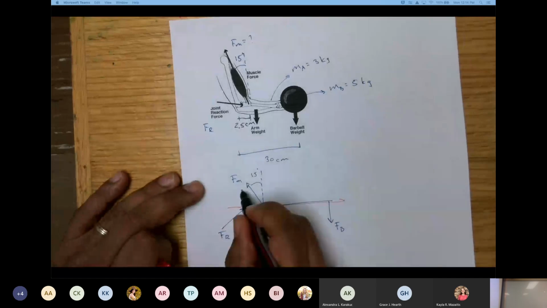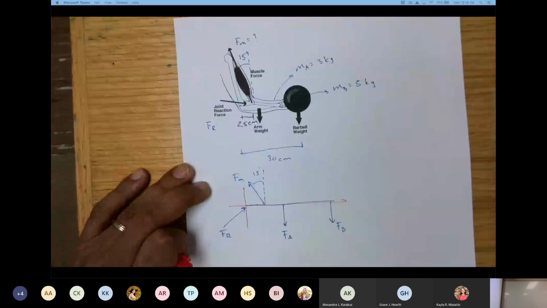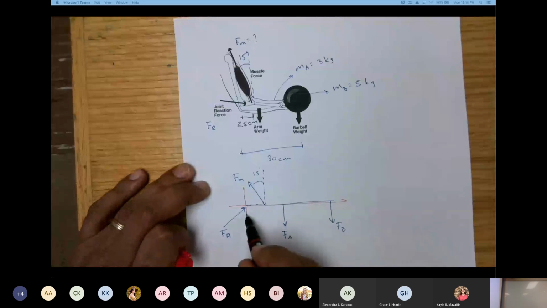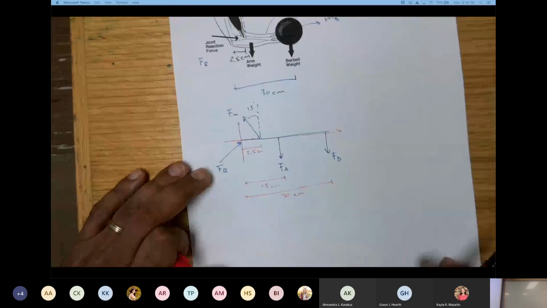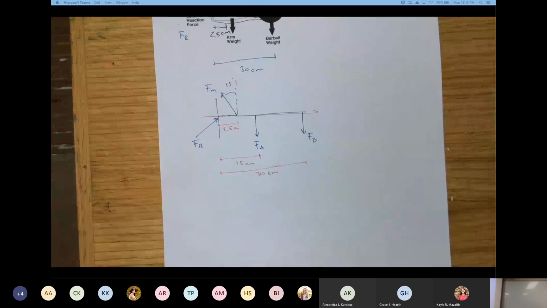And then from this frame of reference, I can set up all the distances that I have. So this is going to be 2.5 centimeters. This is going to be 15 centimeters. And this last one is going to be 30 centimeters. And I think those are all the distances that I have. Did you get the 15 just from thinking half of 30? Yeah, so if you don't have any information, you can assume that the arm is kind of like a rectangle, and you can put the center of gravity right there in the middle. There are some problems that tell you where the center of gravity is.